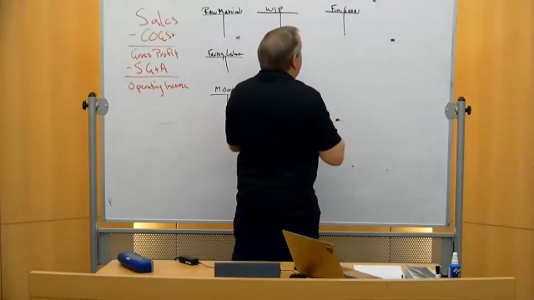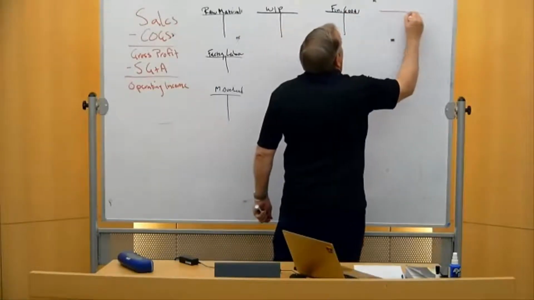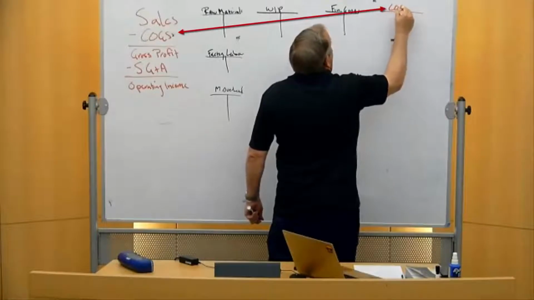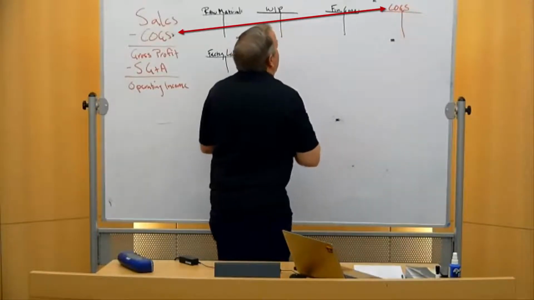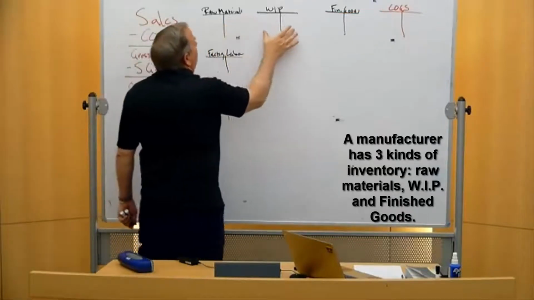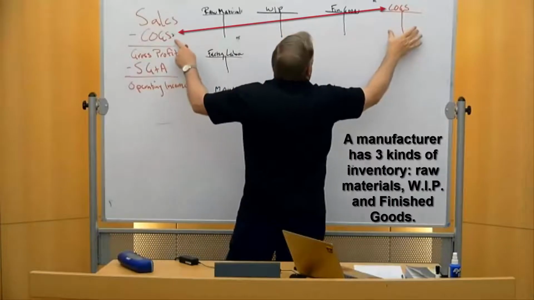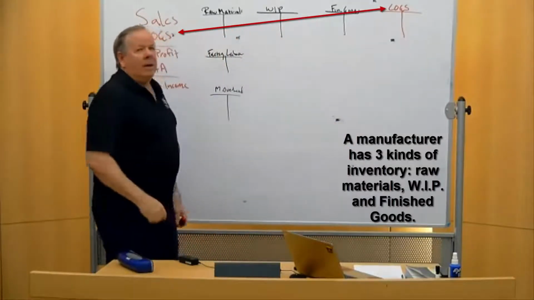And finally, we're going to sell our stuff. And that's when these costs finally hit the income statement. In the meantime, they're all in inventory. Stuff we're going to work on, stuff we're working on, stuff we're finished working on. Finally, we sell it, and now it hits the income statement.